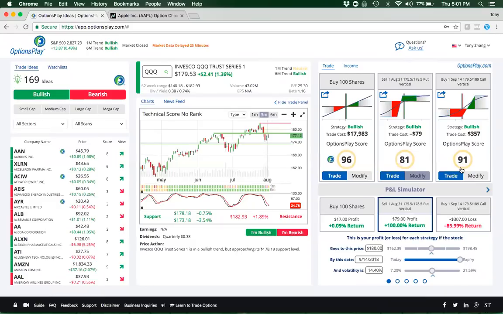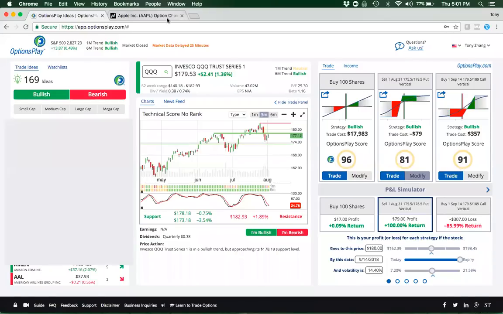And that's really one of the key things about this platform: we wanted to build a platform that was easy for you to compare one strategy to another, not just look at a chain and have to pick something.